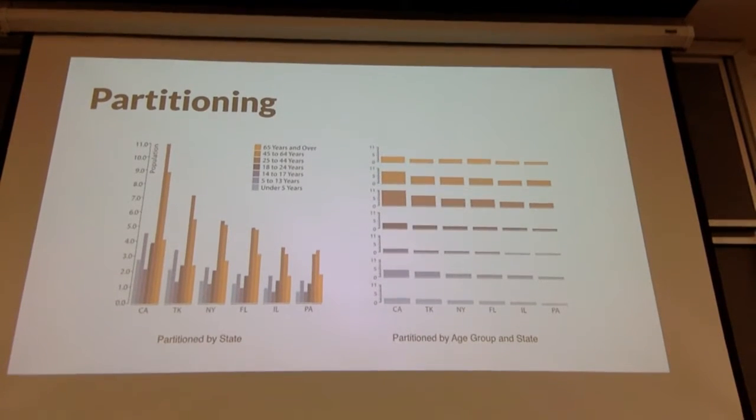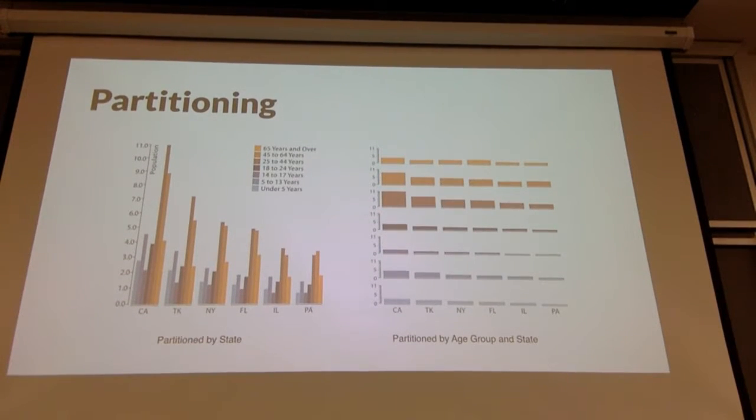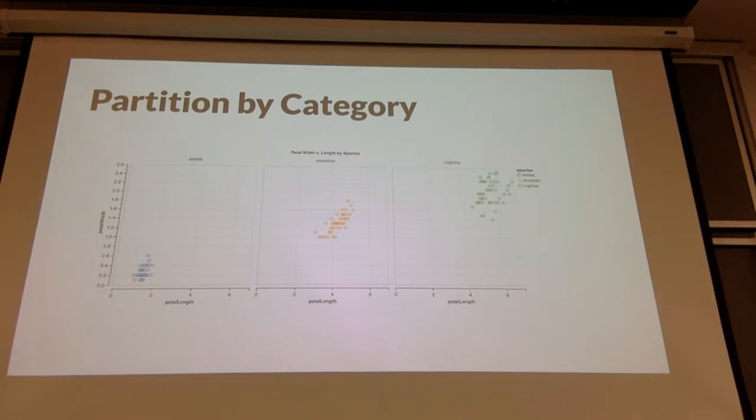So here was an example of how we can partition. This is a demographic distribution in some states, and we have 2 categories at the same time, the states and these age bins. In this case, it's partitioned only by state. In this case, it's partitioned by both group and state. And those answer different questions. As always, which of those is better depends on the task.